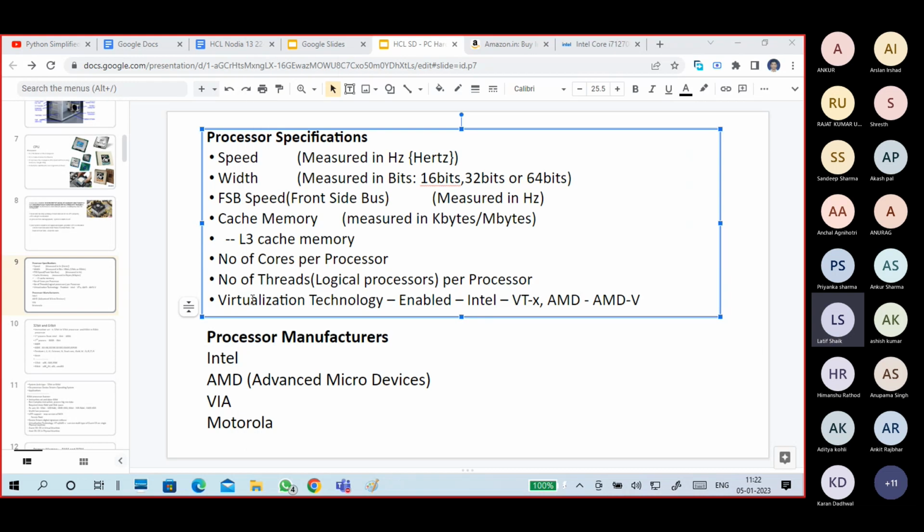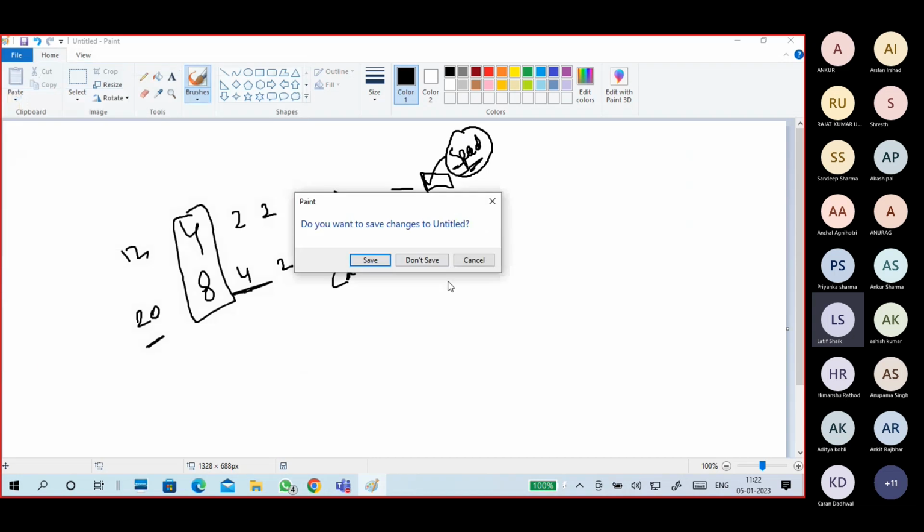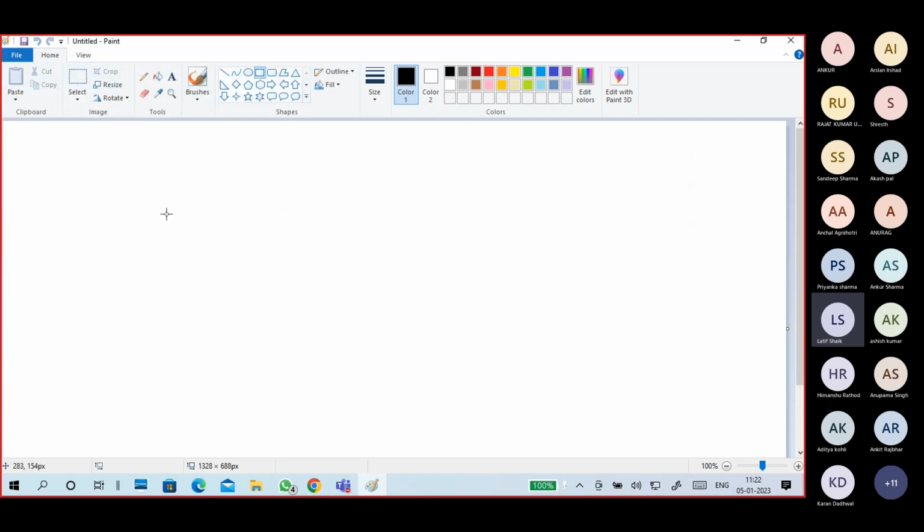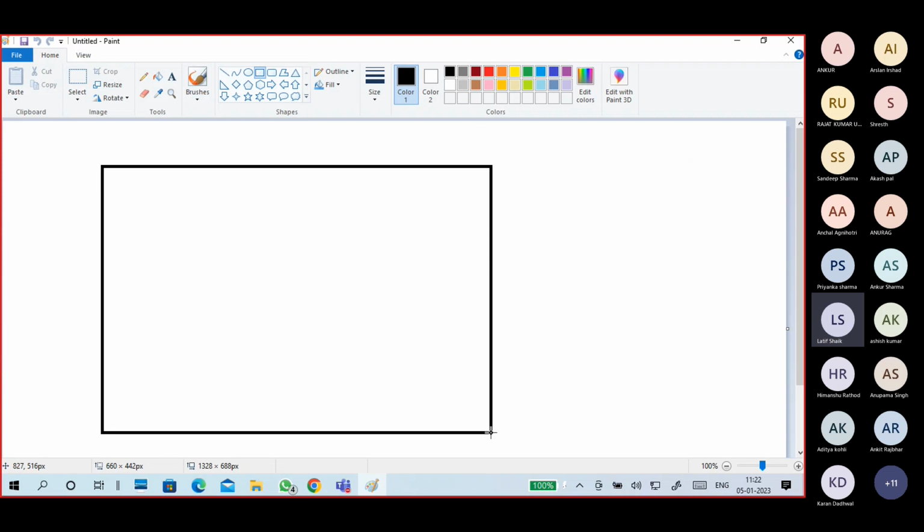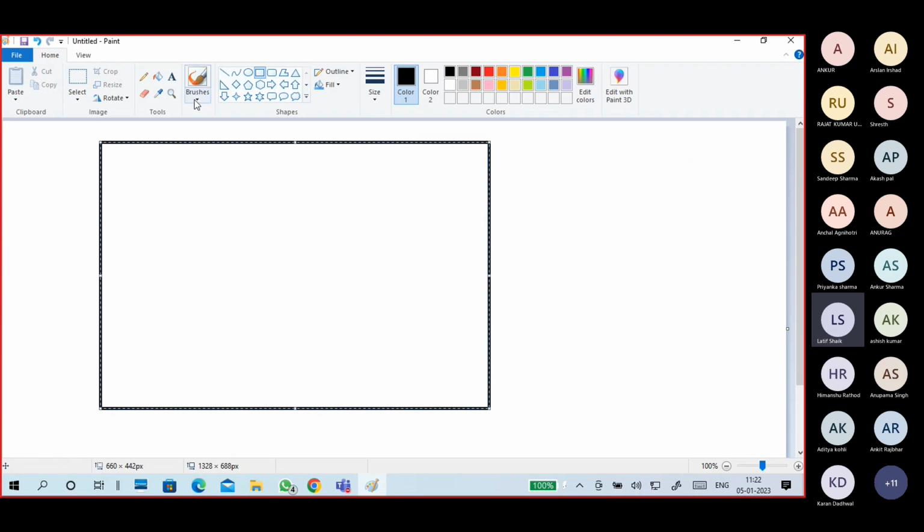What is the advantage of virtualization technology? Guys, this is my laptop. Think like this is my laptop. In my laptop, I have hardware, of course, and an operating system. My operating system is Windows 10 Home Edition, and my hardware is an i5 processor, 12 GB RAM, and of course, disk space is also there, a 500 GB hard disk. Free disk space is required.